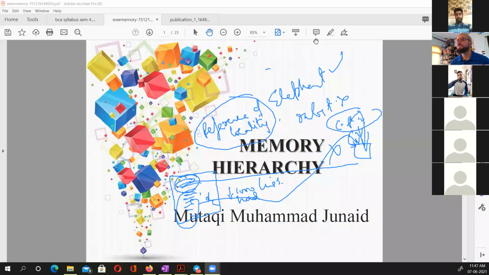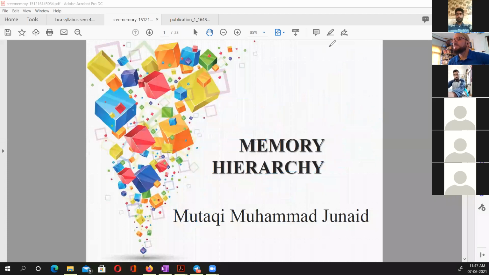One second. What is the notation? Clear. Why is it not clearing? Clear all drawings. Okay.